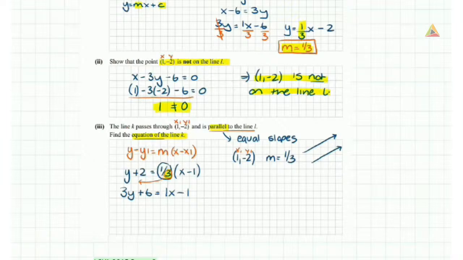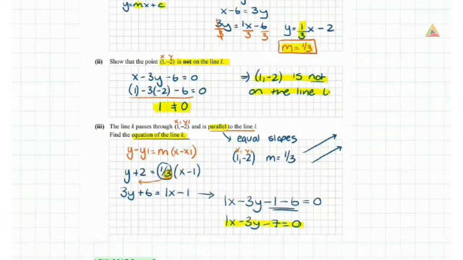Okay, and we're pretty much done there. They haven't asked us to give the equation in a particular form, but it is really good practice to get it in general form. So I'm going to move everything to the right. I have a 1x, I have a minus 3y, I have a minus 1, and I have a minus 6 there. So that was (1, -2) as our point, and 1/3 as your slope. And we're equal to 0, so that's 1x minus 3y, and when these two go together, we get minus 7 equals 0. And that's us done.